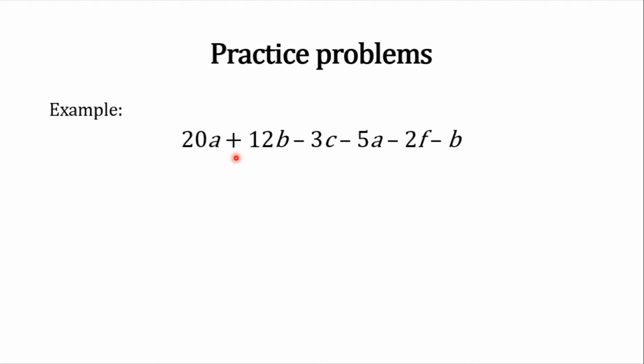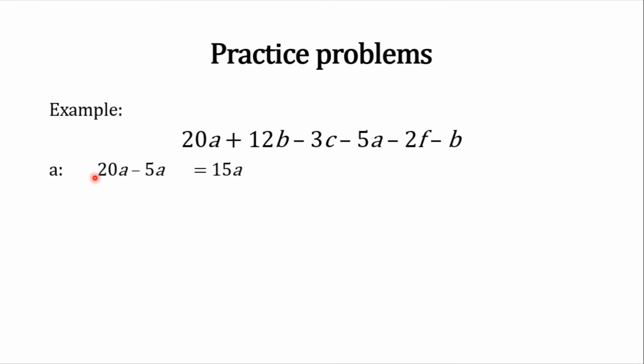So 20a plus 12b minus 3c minus 5a minus 2f minus b. Now you can see that there's 20a here and there is 5a, or negative 5a, here. Those are terms that you can add or subtract. We have plus 12b, so that's positive, and then we have negative b, so that implies negative. That is something we can subtract. We have 3c, which has no other 3c in this expression, and there's no other f except for this one. So we basically have to add or subtract the a and the b.